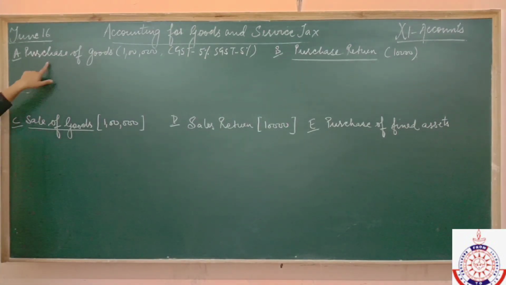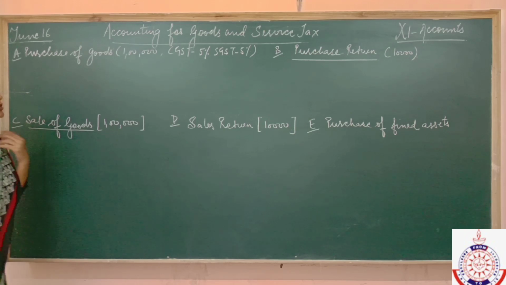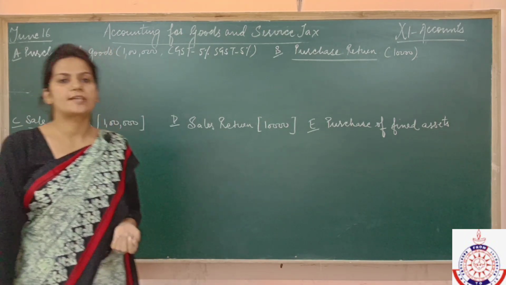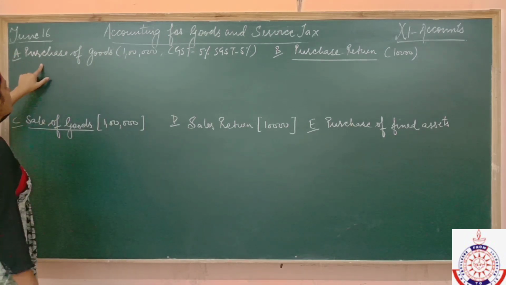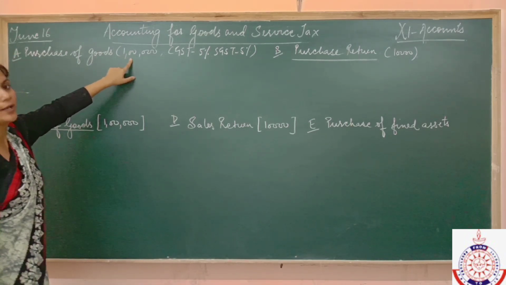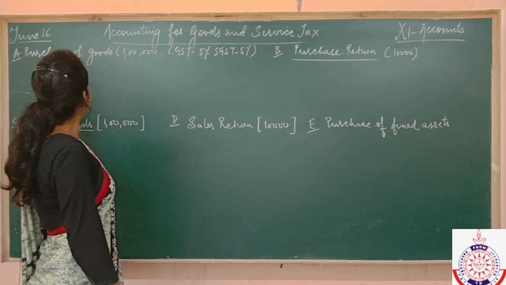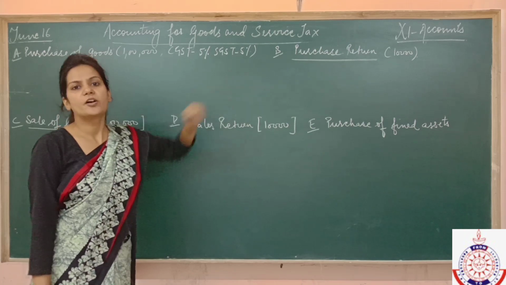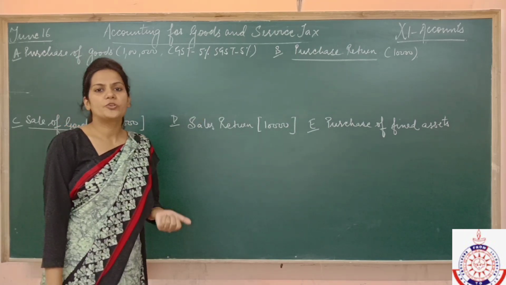Now, let's start with the treatment of journal entries. It means how are we going to pass the journal entries? Let's start with that. The first is purchase of goods. Like you have purchased goods for rupees 1 lakh, and on this purchase of rupees 1 lakh, CGST and SGST is 5%. So how are you going to pass the entry?